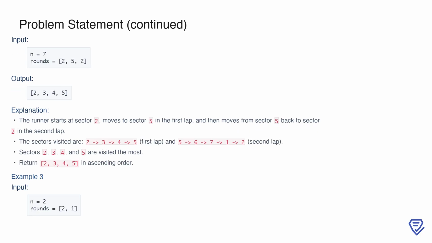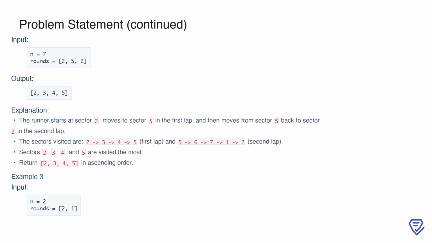In the second example, the input specifies n equals 7, meaning there are 7 sectors on the track. The rounds array is 2, 5, 2. Here, the runner starts at sector 2 and moves to sector 5 during the first lap. In the second lap, the runner goes from sector 5 back to sector 2.